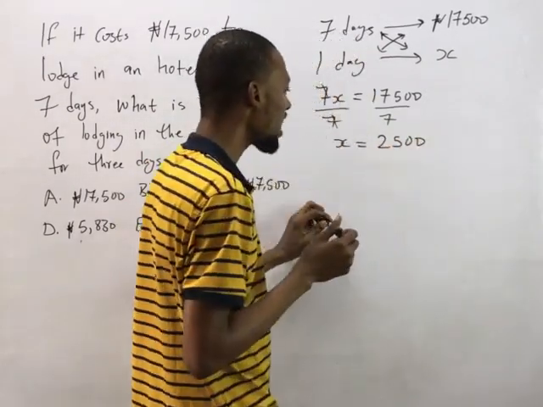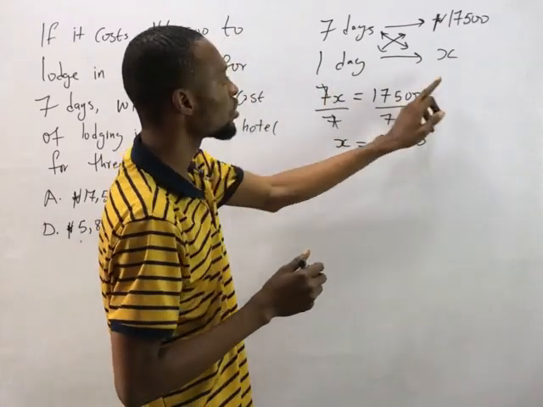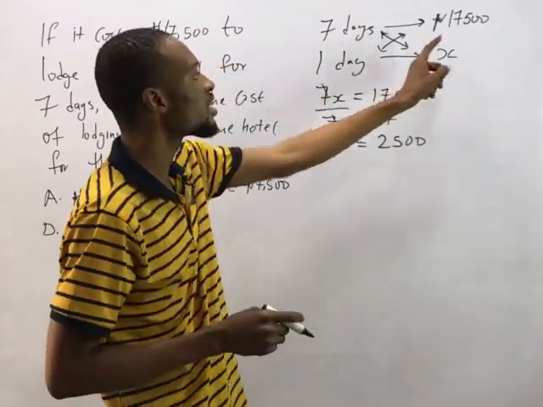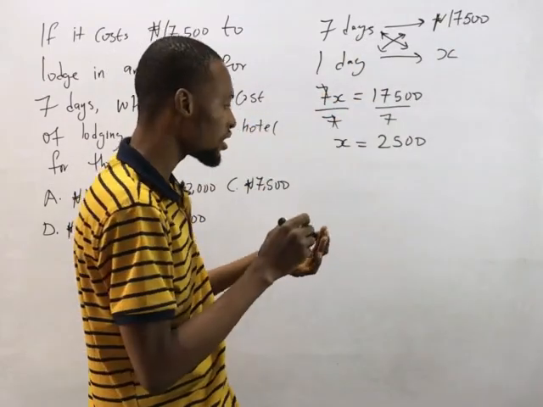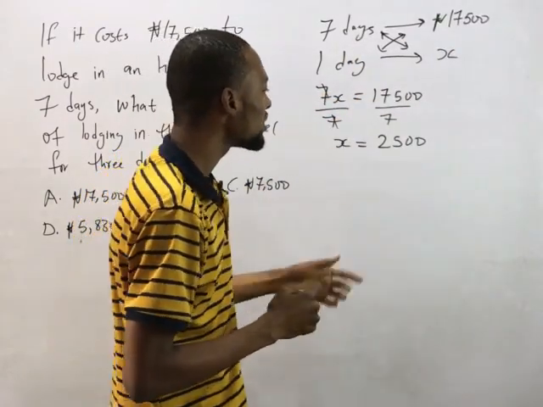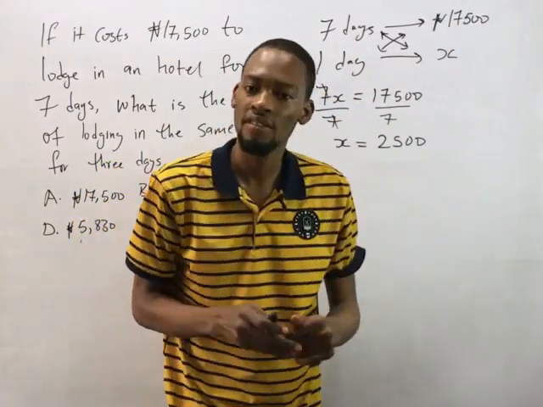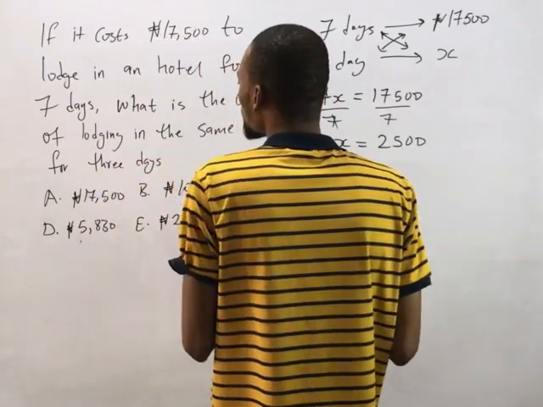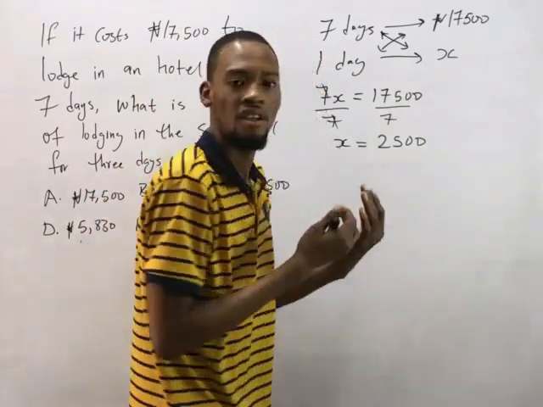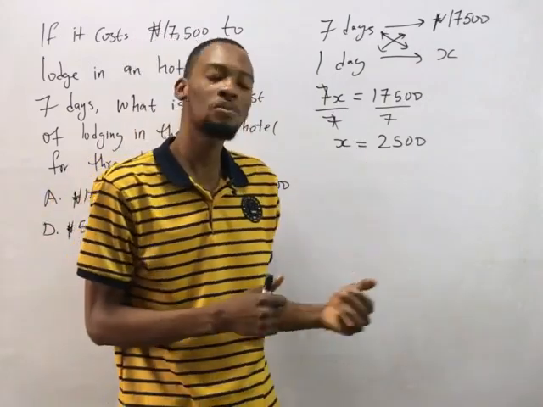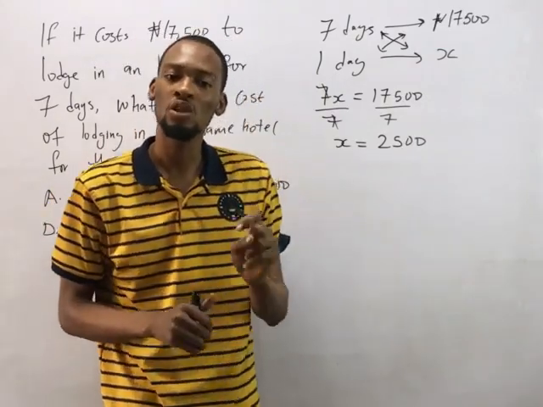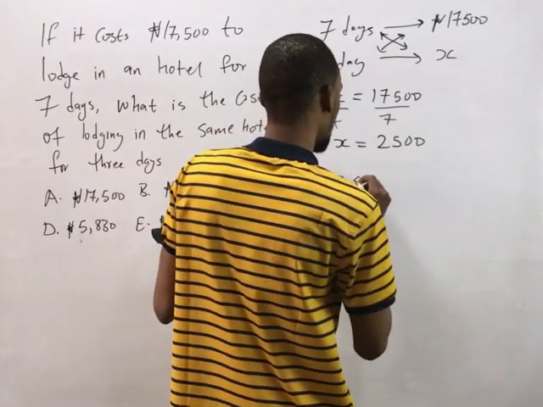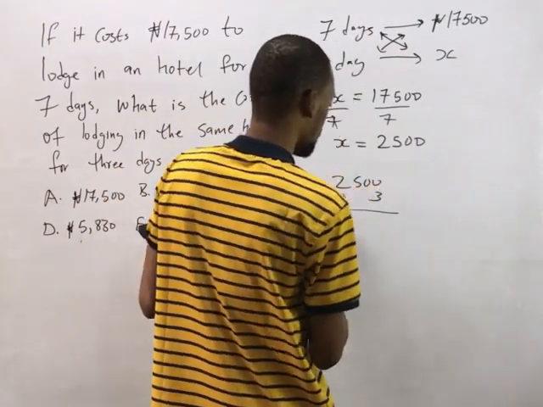2,500. Now, S is how much it takes to lodge for how many days? 1. So if it takes 17,500 to lodge for 7 days, 1 day will be 2,500. Now the question says, what is the cost of lodging in the same hotel for 3 days? If 1 day is 2,500, that means 3 days will be 2,500 times 3.